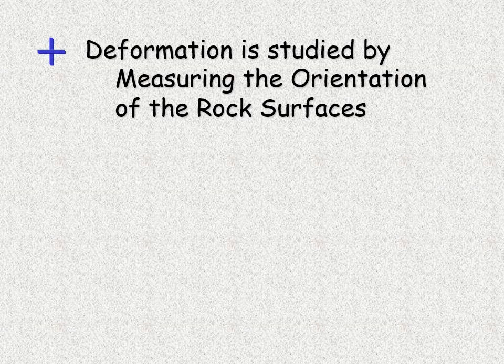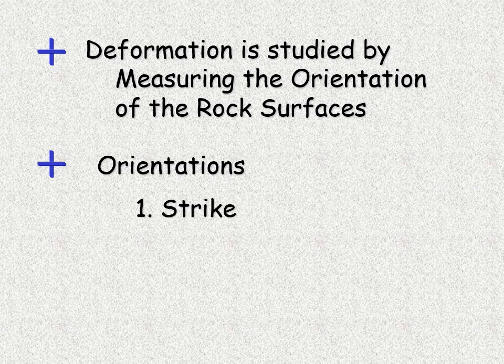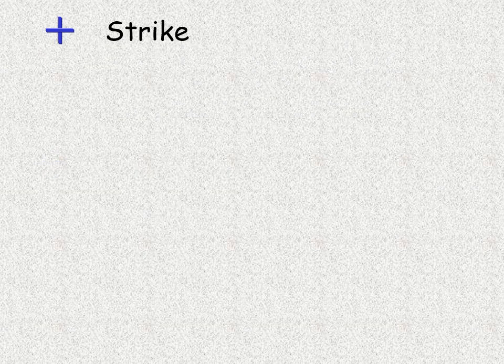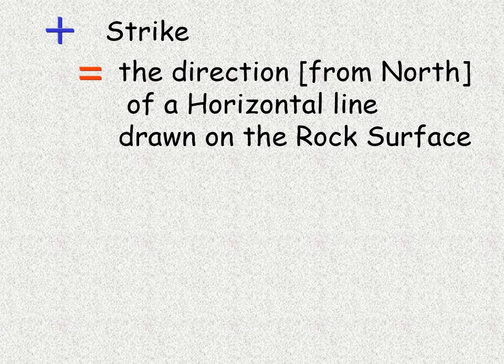After the rocks are deformed, they exist as broken and bent rocks at different angles. These angles are called the orientations of the rocks. So deformation is studied by measuring the orientation of the rock surfaces. There are two types of orientations: strike and dip. Let's talk about the strike first. Strike is defined as the direction from north of a horizontal line drawn on the rock surface.